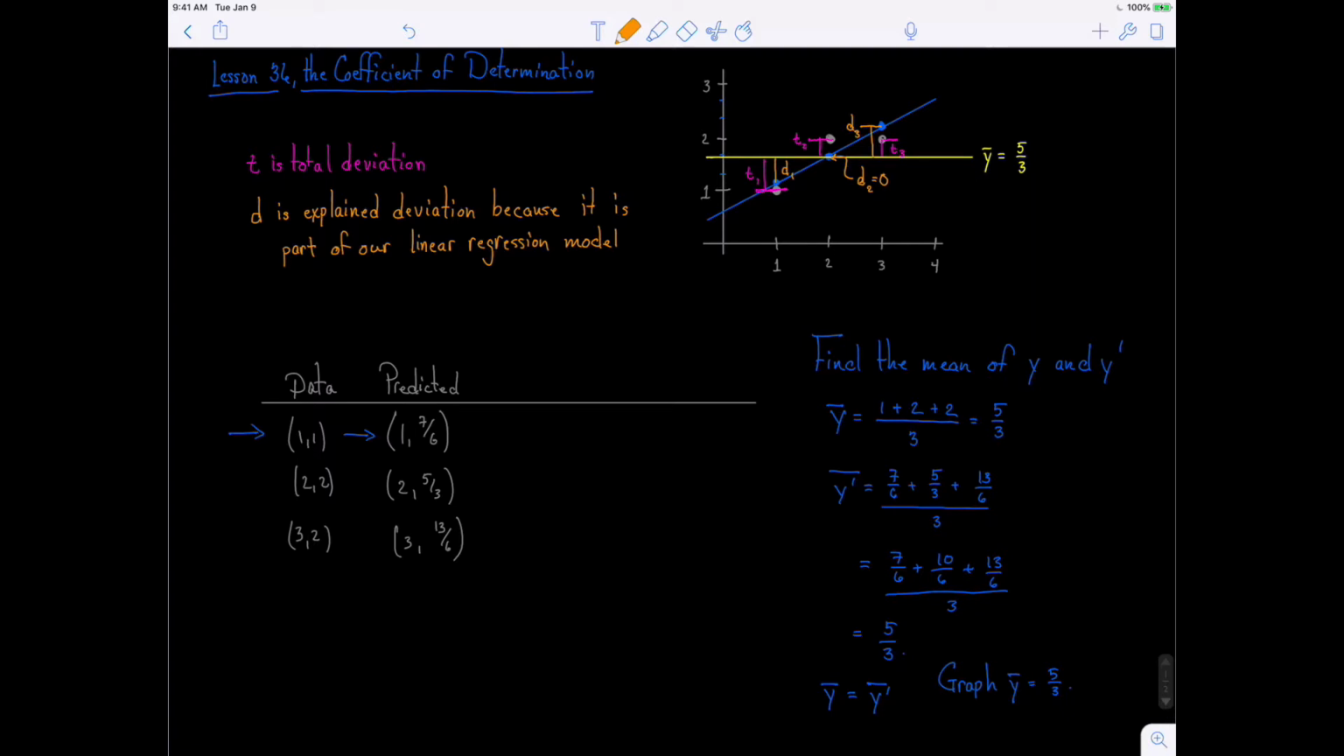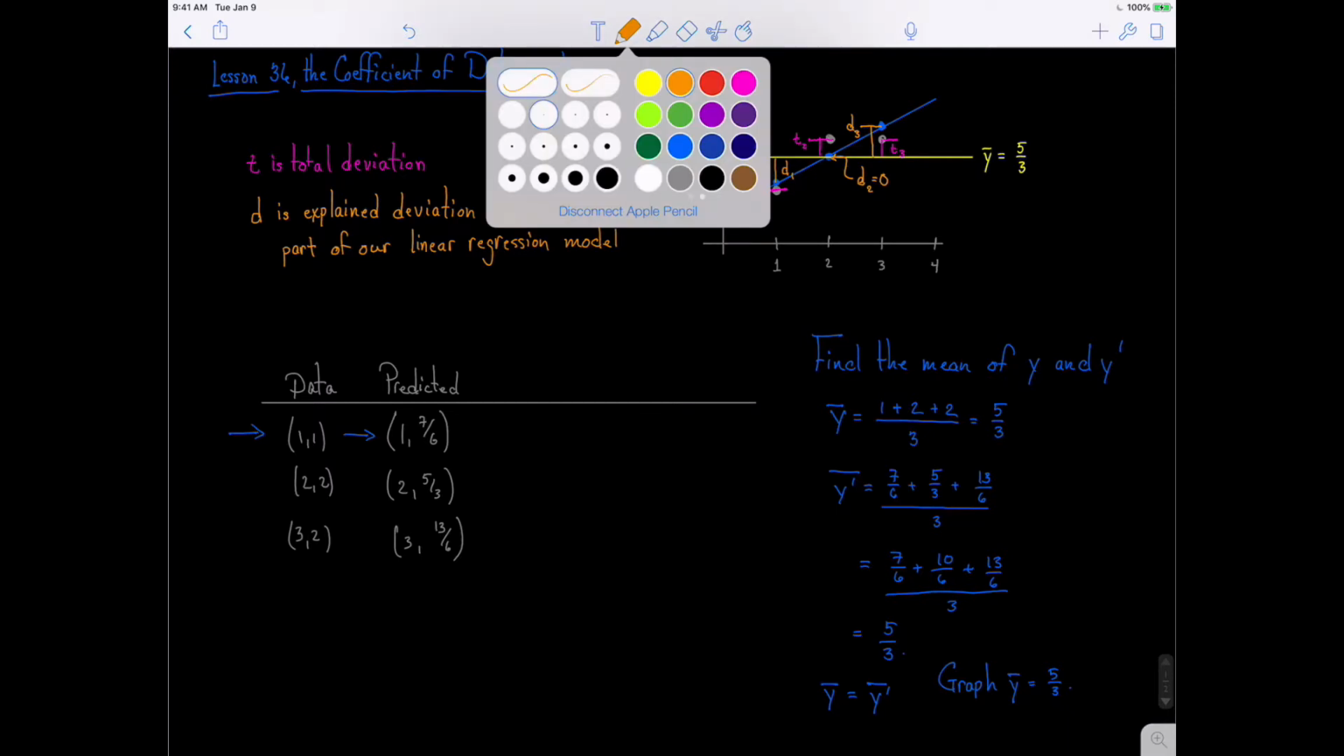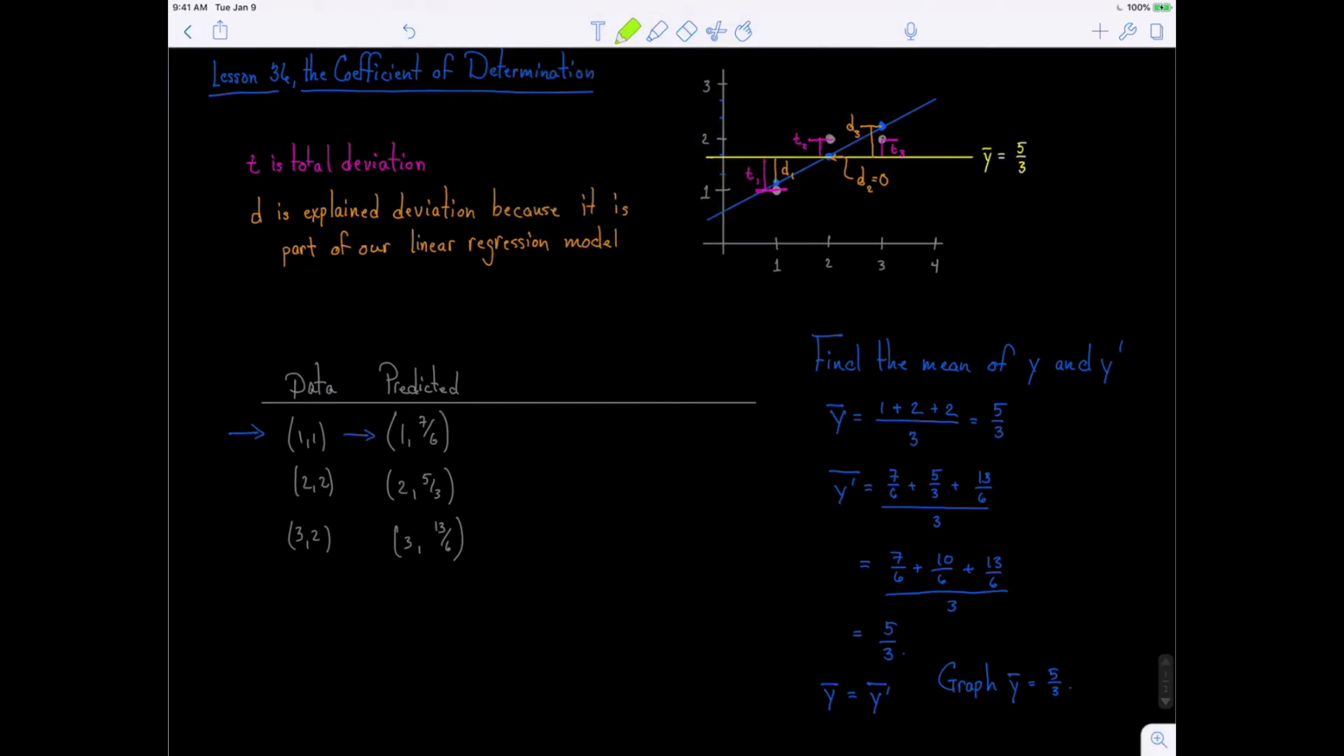Now, unfortunately, our model isn't perfect. And so, in order to account for that, we have one more piece, and this is e. And e is the error.